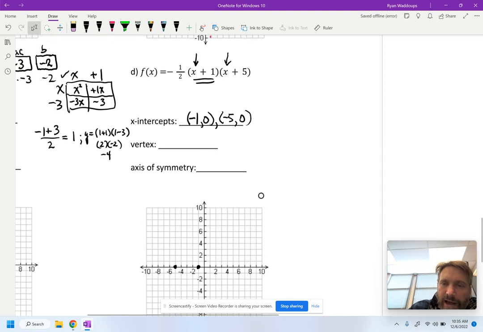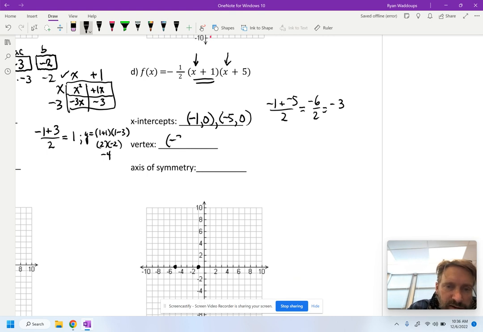And then I would average them. Negative 1 plus negative 5 divided by 2. That's negative 6 divided by 2, which is negative 3. And so my vertex is negative 3 in its x-coordinate, and the axis of symmetry would be x equals negative 3.